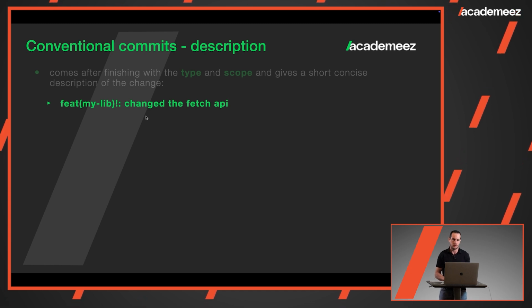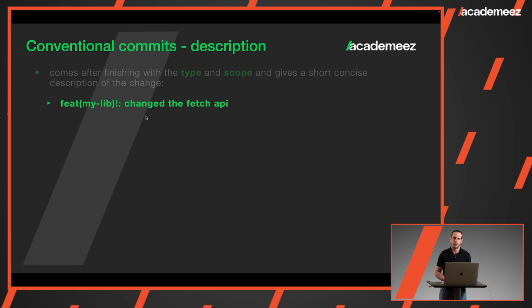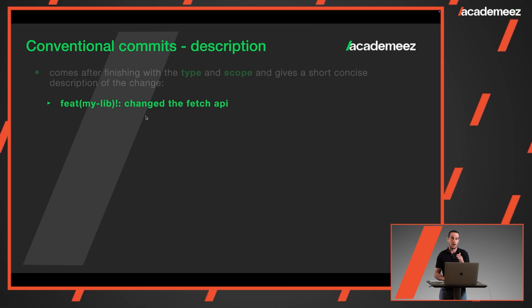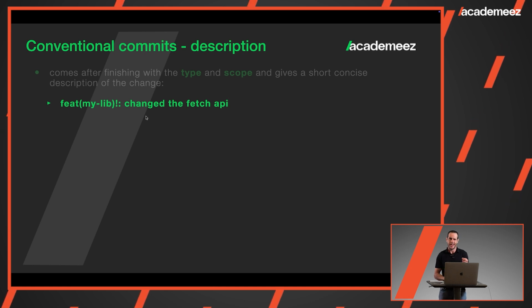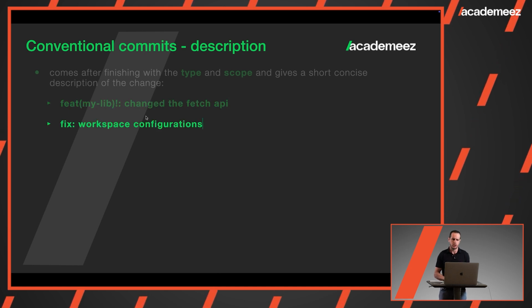I think there is a lot to explain about description. Just be concise and descriptive about the change. Remember that this is the thing that stands out when you go over the Git history. So try to be accurate and short with the description.